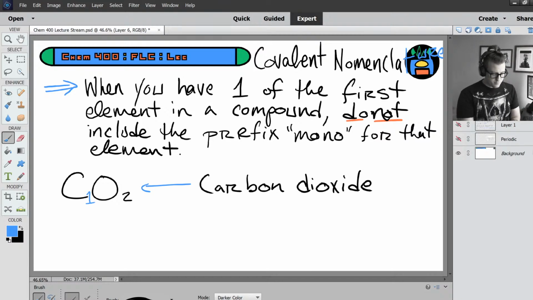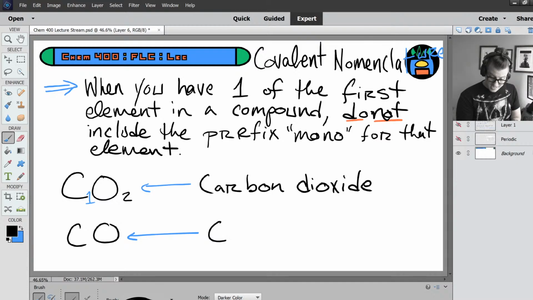Carbon dioxide is the name of this compound. And you knew that. Even though we only have one carbon in this molecule, you did not name this monocarbon dioxide. It's just carbon dioxide. Let me hopefully drive this point home. Someone please tell me the name of this compound. Well, as you already know, this is carbon monoxide.